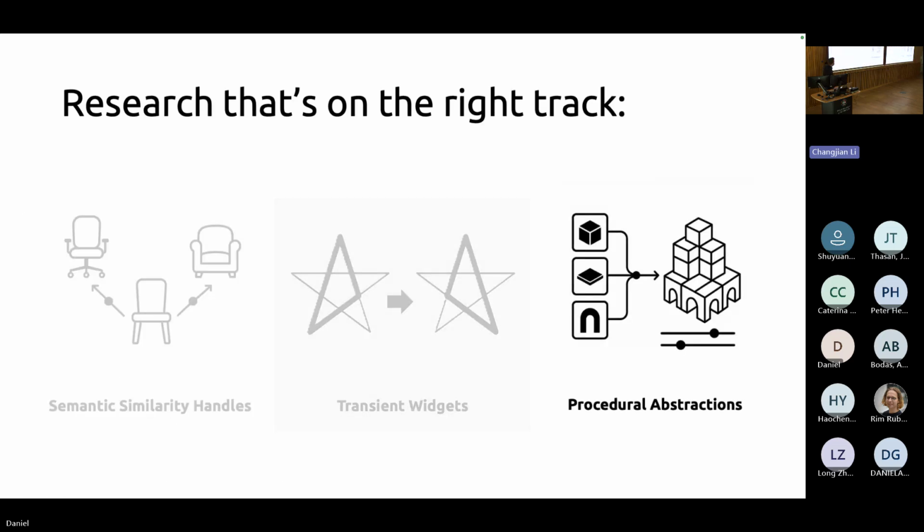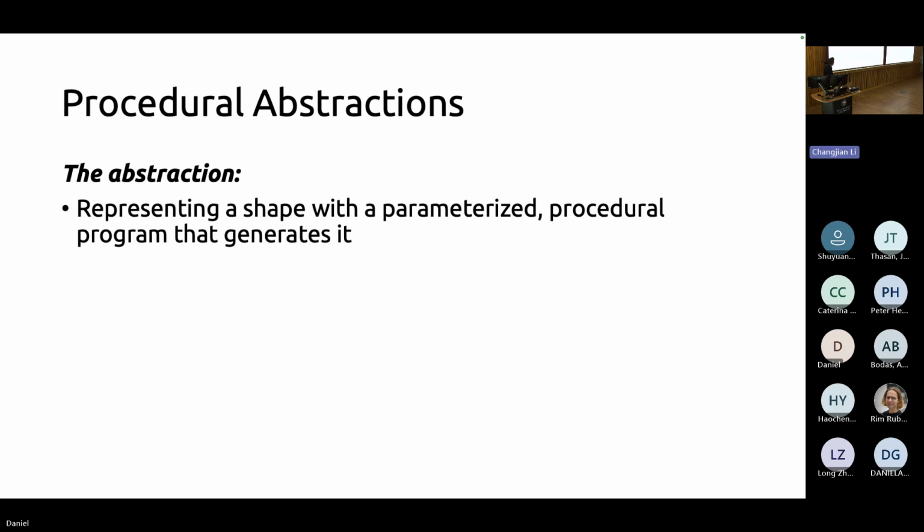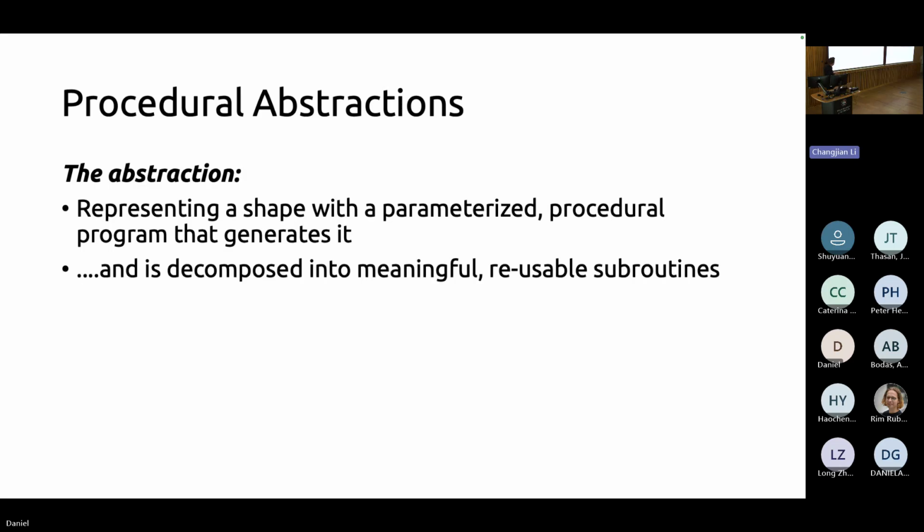And last but not least, procedural abstractions. I think we probably all know these fairly well, but the idea is we can represent a shape with a parameterized procedural program which generates that shape. But critically, that program should be decomposed into meaningful, reusable subroutines, things that expose parameters that make sense to the user and that they can use over and over again in different contexts.